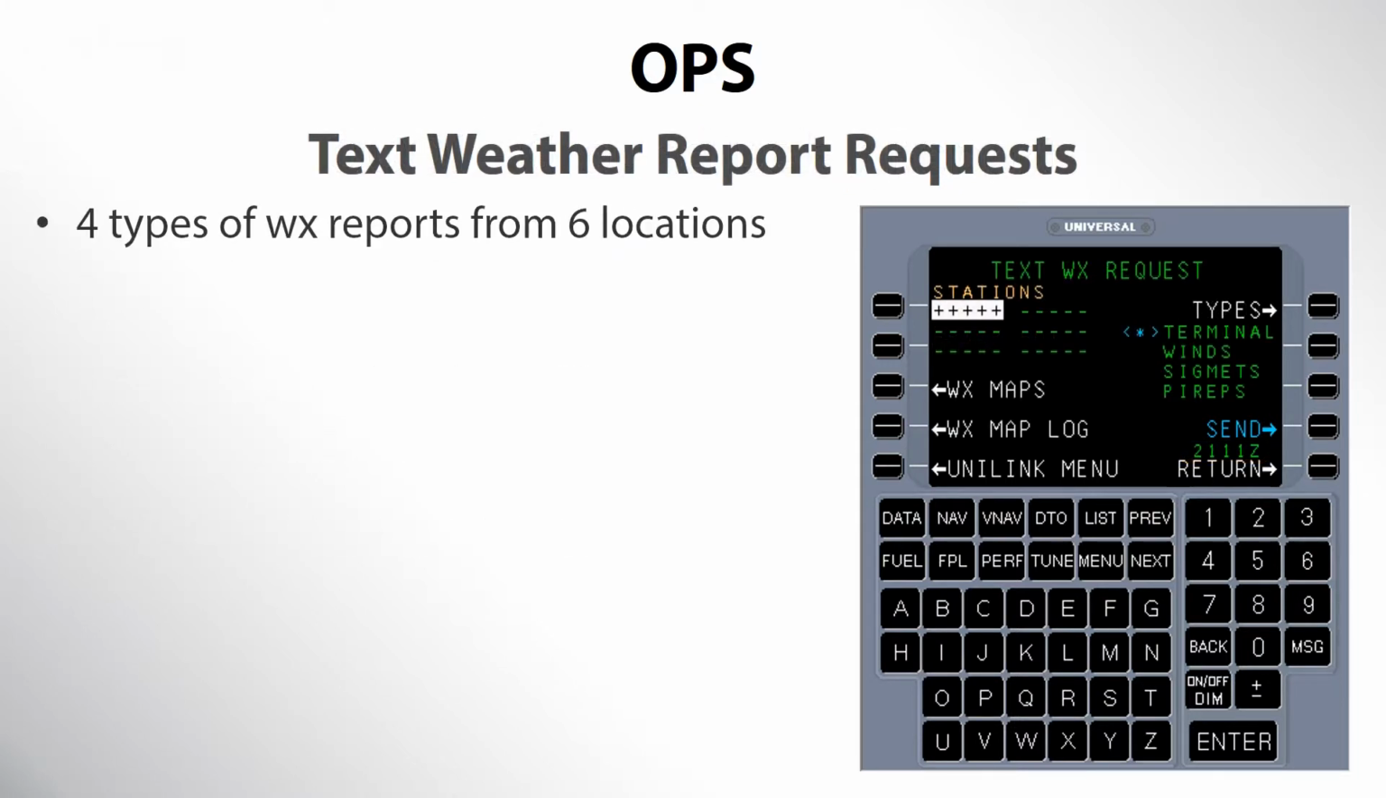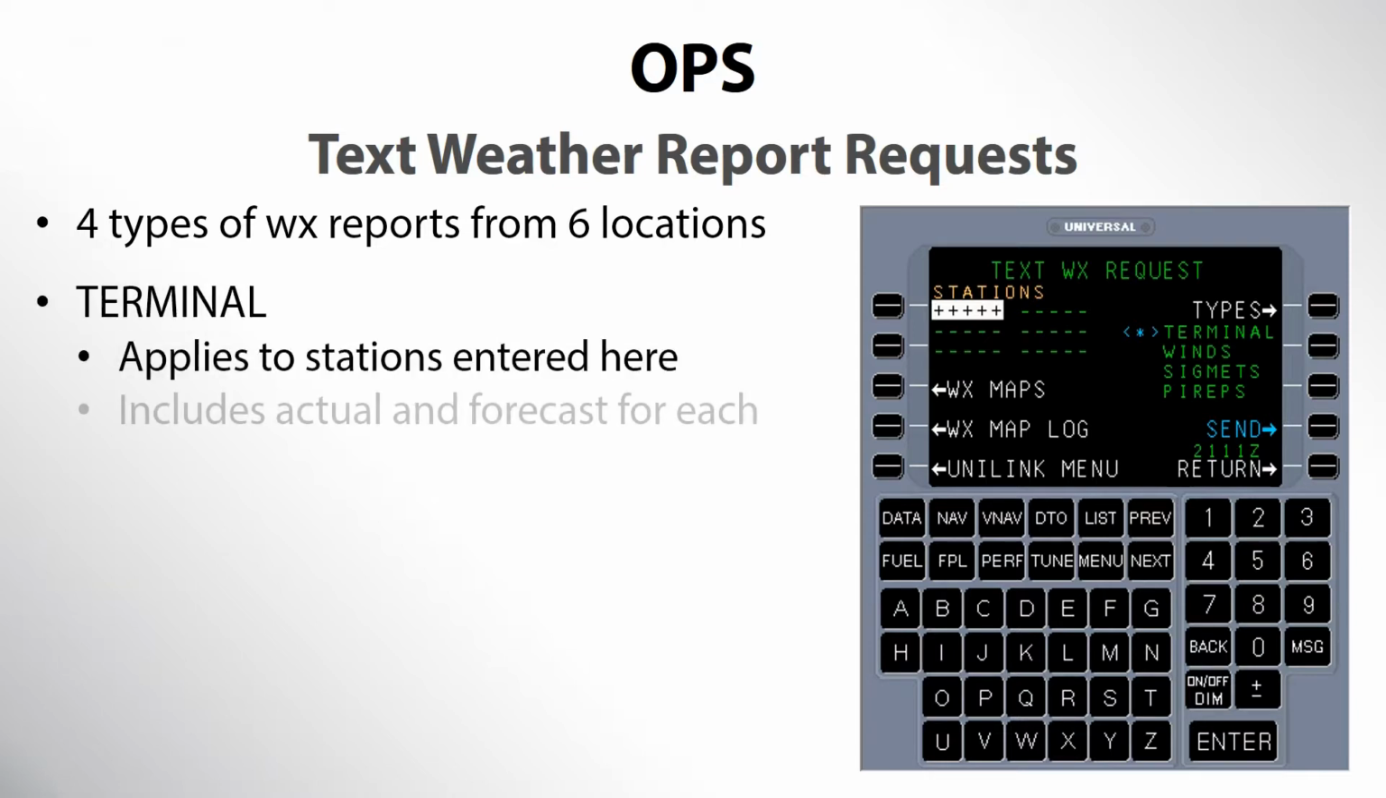The Text Weather Request page allows the user to request 4 types of text weather reports from up to 6 locations. Terminal weather received from this request will apply to stations entered on this page and will include both actual and forecast conditions for each station.